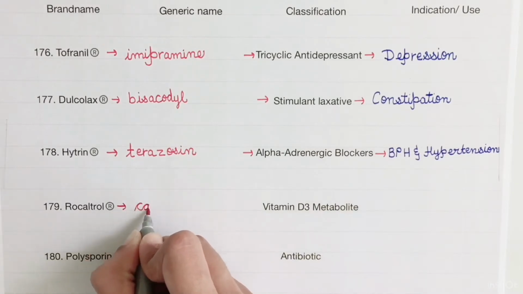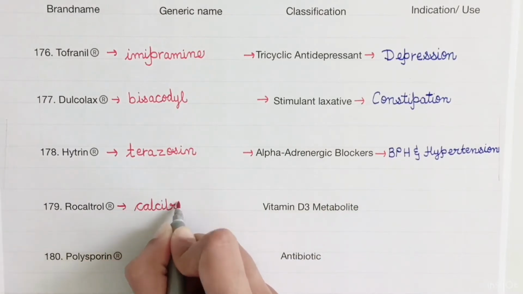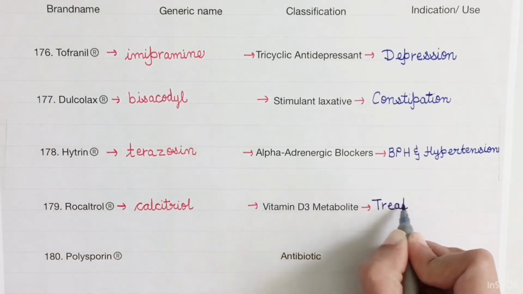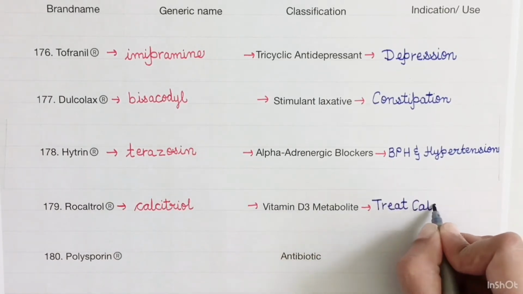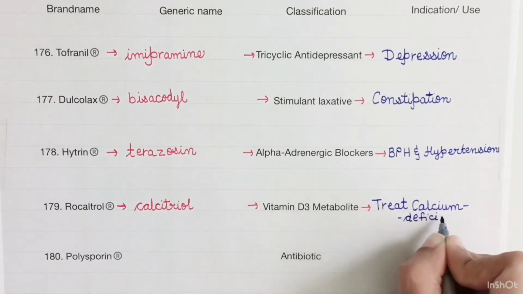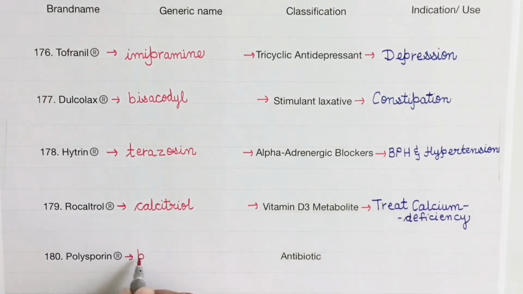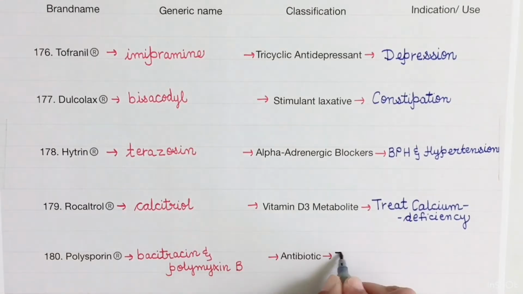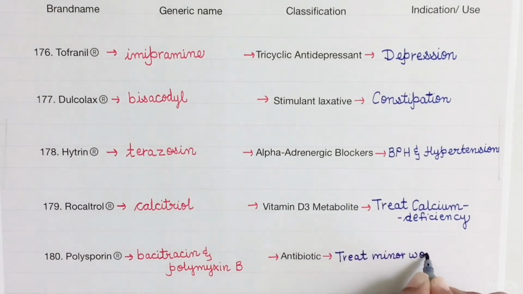179 is Rocatrol. Its generic is calcitriol. Its class is vitamin D3 metabolite and it's used to treat calcium deficiency. 180 is polysporin. Its generic is bacitracin and polymyxin B. Its class is antibiotic and it's used to treat minor wounds and prevent skin infections.